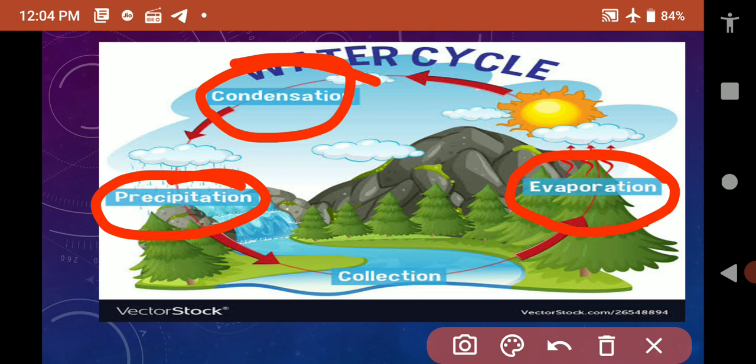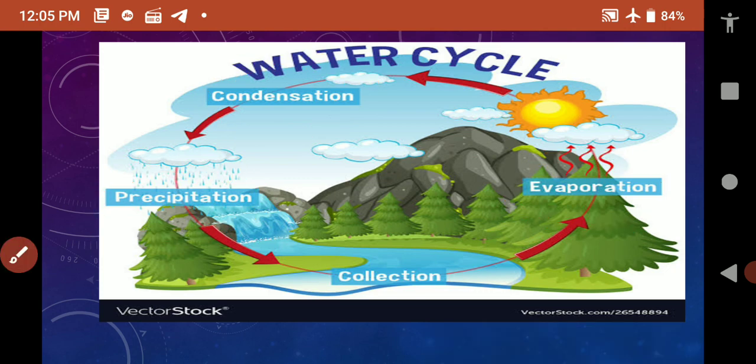And after that, water is collected in the water bodies like ponds, lakes, rivers and seas. This process gets over again and again. This process is called what? Water cycle. So now all of you have understood this topic.